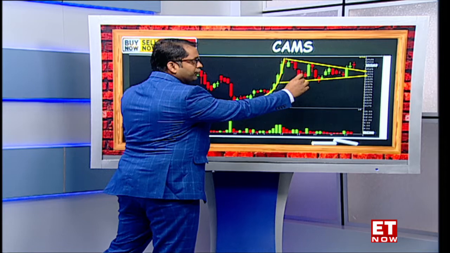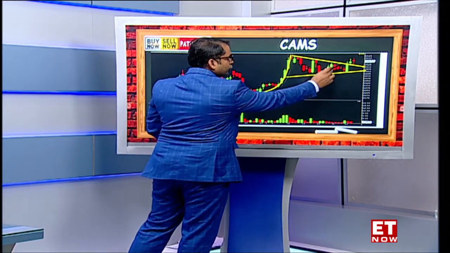From here on, we've seen a very sharp jump. The stock moved up to almost 2700 in a matter of just 3 or 4 trading sessions. So this is the classical sign of a bullish pennant formation. The second chart was again a very recent one which we spotted. That was for Omax Auto.